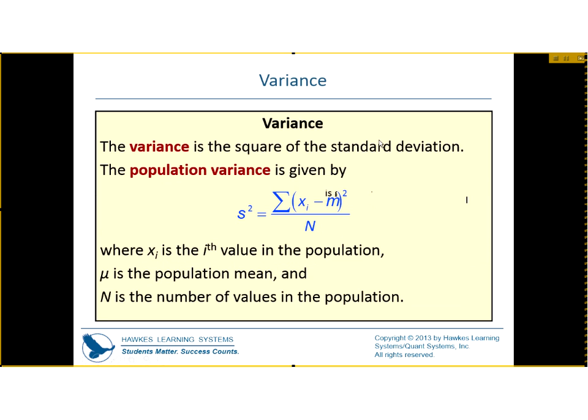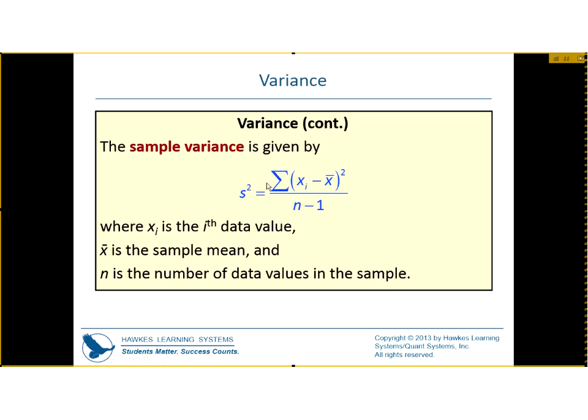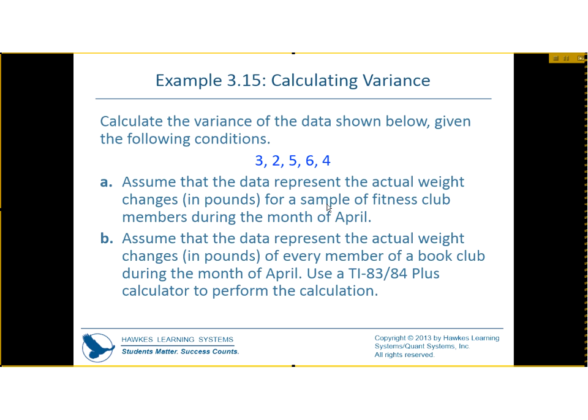So the variance is the square of the standard deviation. Again, ignore that S2 because it shouldn't be right. It should be the little Greek symbol. So there's a population variance and then there's a sample variance. The only difference again is for the population it's the capital N, and for the sample it's the lowercase n minus 1.